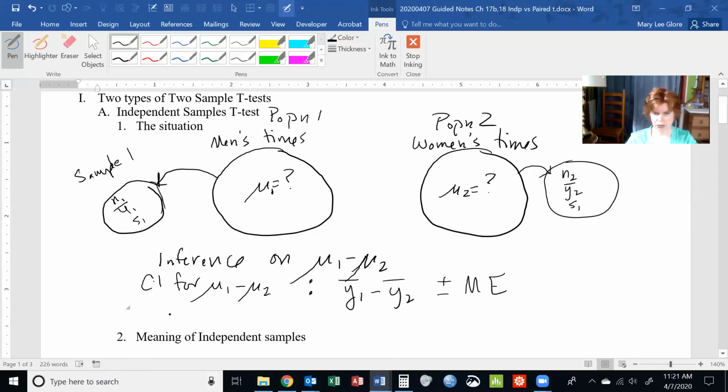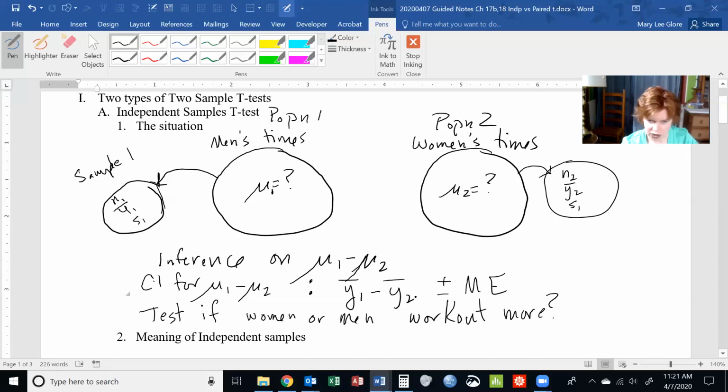I can do a test for mu1 and mu2. Maybe I don't so much care how different they are, but I want to know if they're different. So does the average man or average woman work out more? All right, so basically, is mu1 bigger than mu2, or is mu2 bigger than mu1? So I can do those using this Y1 bar and Y2 bar.